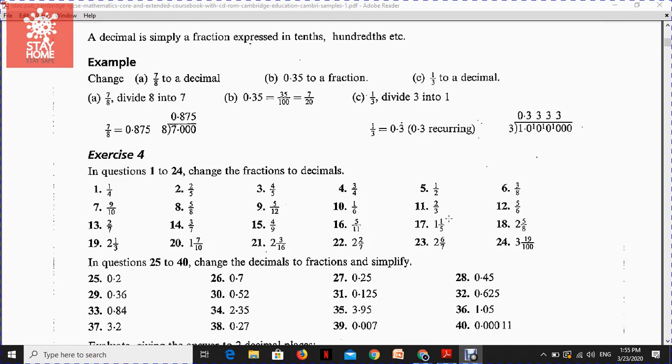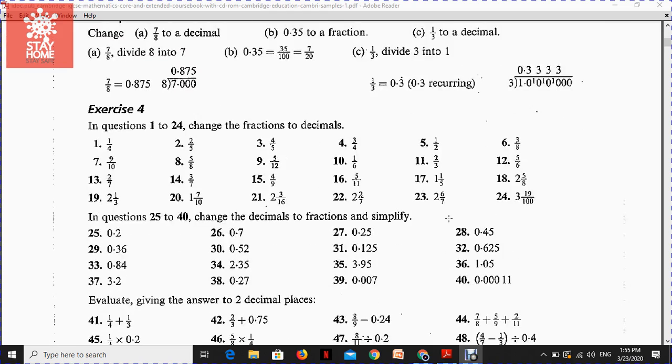So exercise 4, in question number 1 to 24, change the fraction to the decimal. It is very simple. You can change the fraction to the decimal. There is another way: convert the denominator equal to 10 or 100 or 1000. So it is easy to convert into the decimal. Like that, if we multiply this by 25, it will become 25/100. So 0.24 will be the answer of question number 1.